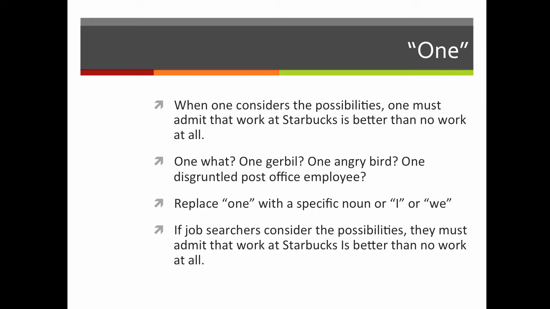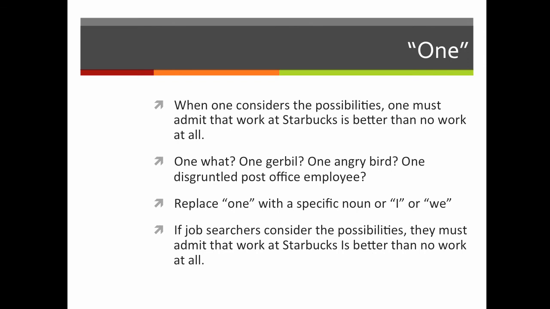So what I recommend is you replace one with a specific noun, or again, a first person pronoun like I or we. And here we have a sentence that resolves it. If job searchers consider the possibilities, they must admit that work at Starbucks is better than no work at all. And we get a very specific group here, job searchers. And again, the plural works much more easily than the singular a job searcher because you avoid the he, she, him, her problems.